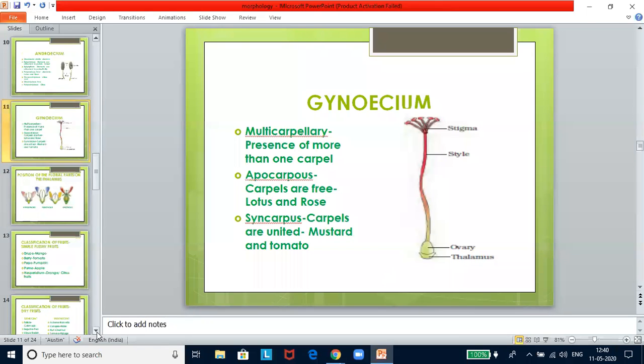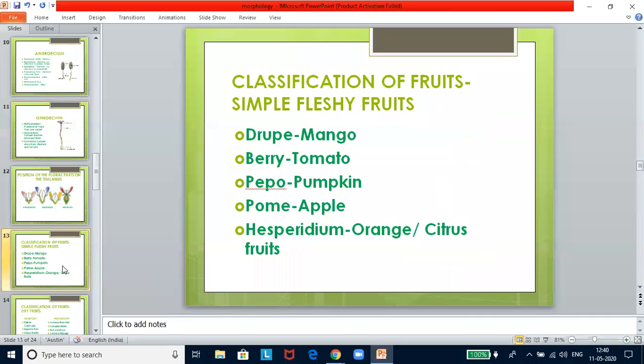Now let us look at some more details, because they become the game changers. Let us look at the classification of fruits. This is very important, children. Please make a note of it. They have asked in previous years. The technical name of mango is drupe, tomato is berry, pear and pumpkin are pome, apple is pome, and orange or citrus fruit is hesperidium. So make a note of this slide. I give you 2 minutes.